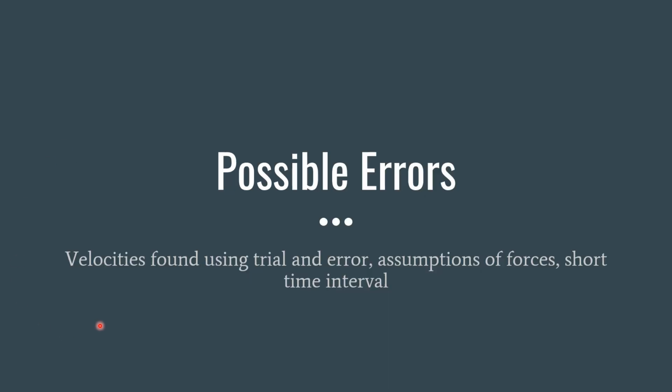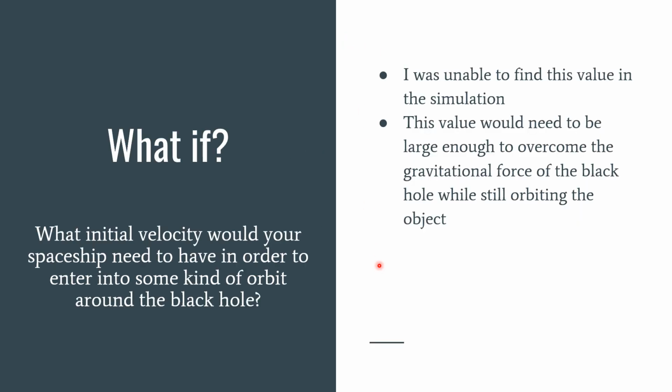Errors for the experiment were that the velocities were found using trial and error, which means that there could have been room for human error, like different velocities could have also worked to get closer. We also assumed what forces were acting on it, like we simplified it a lot, and then there was a pretty short time interval which could have impacted the results. We had this what-if question, and basically I was just unable to find this value in the simulation. However, I know that this value would need to be large enough to overcome the gravitational force of the black hole while still orbiting the object.